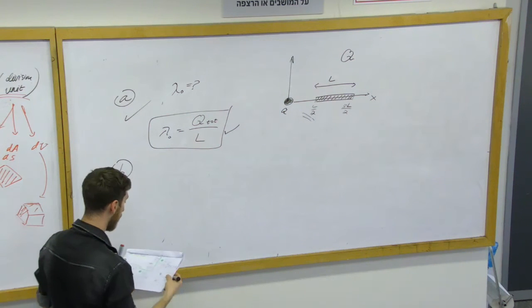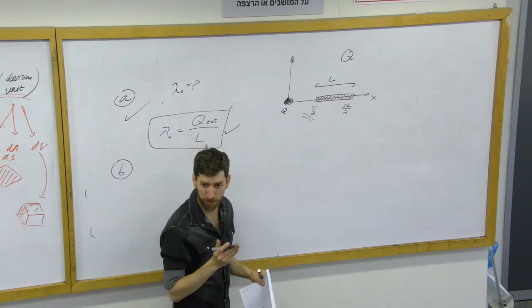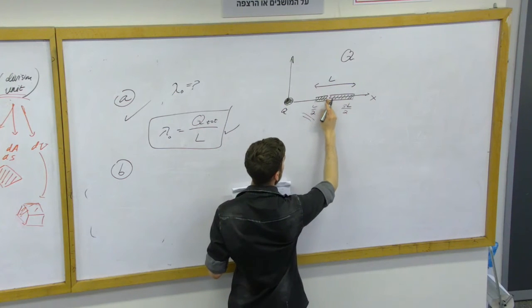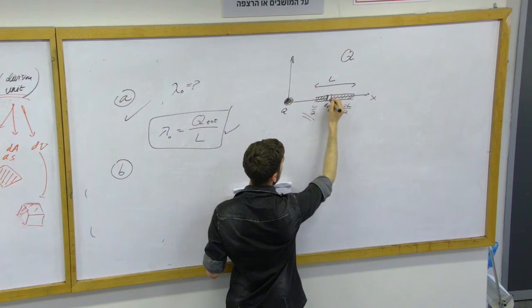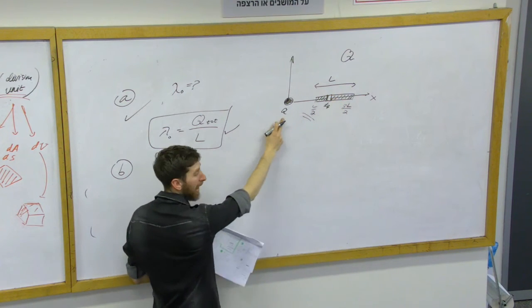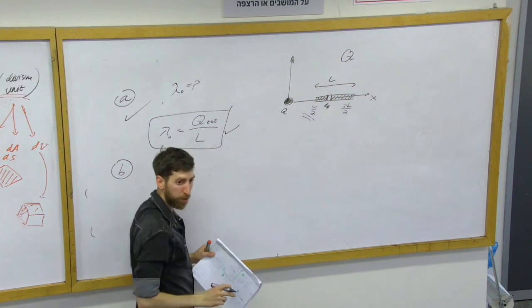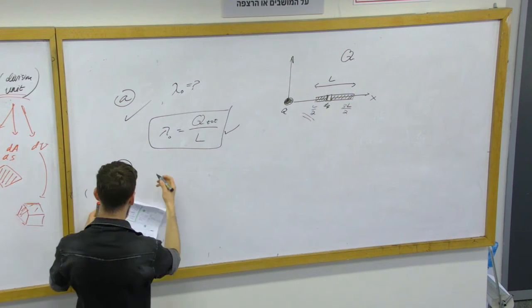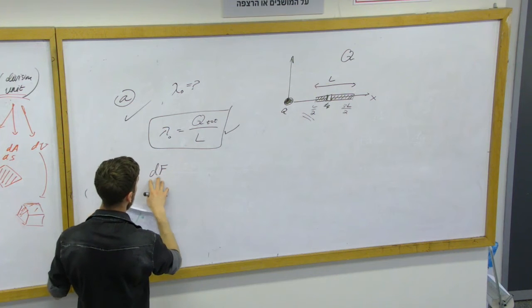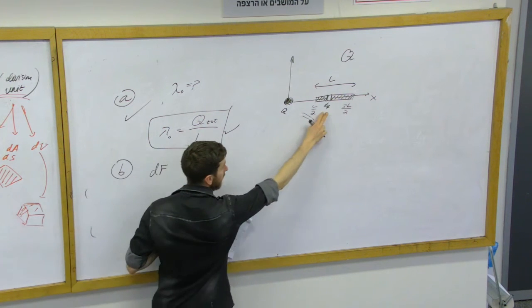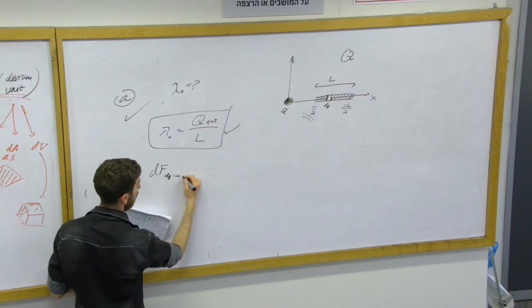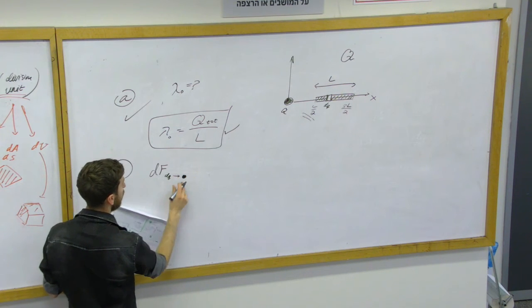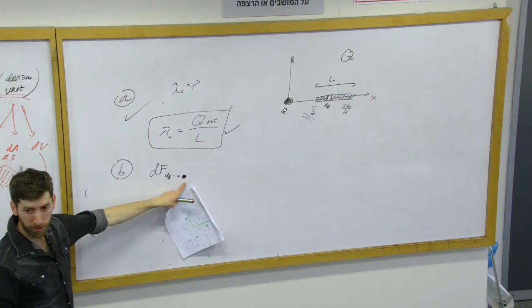Okay, question B: if you cut this piece, just observe, a small dq, what's going to be the force that this dq applies on this particular charge? So the question is, what is dF, the small unit of force that this dq applies on the point charge? That's the question.